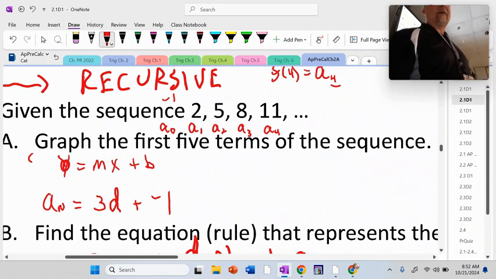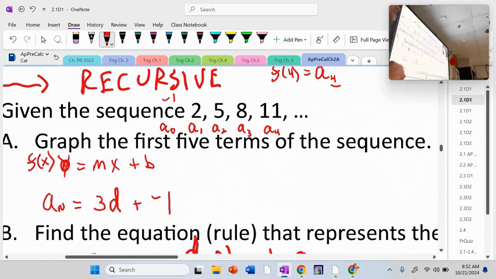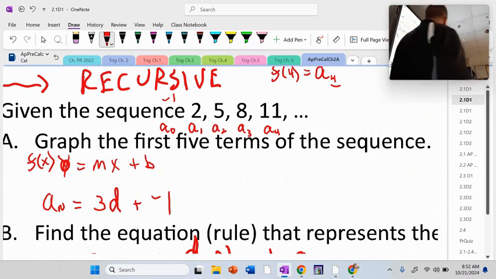I should write this as f of x. Like here's function notation, here's sequence notation. Okay? All right, but I am going to do something with this. I'm going to show you. All right, let's write this down.